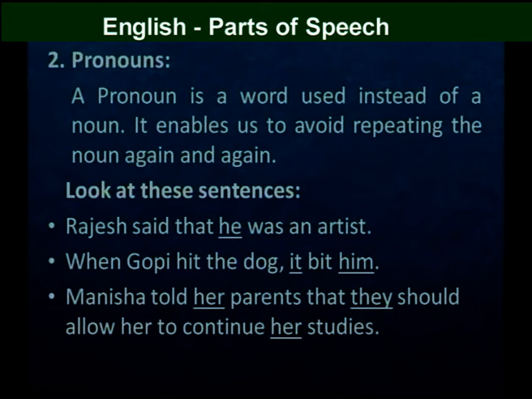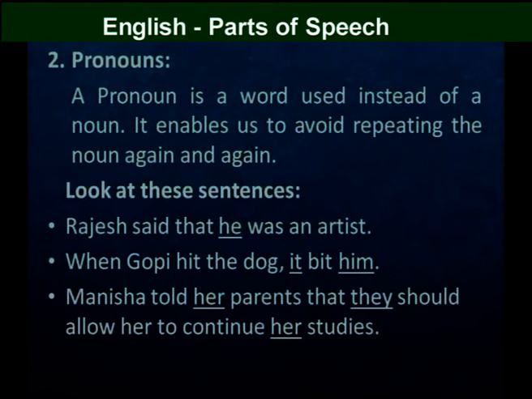So, without repeating the noun again and again, we can use a pronoun in place of a noun. See, for instance, Rajesh said that he was an artist. What Rajesh said? That he was an artist. He represents Rajesh. We need not repeat Rajesh again. Similarly, another example, when Gopi hit the dog, it bit him.